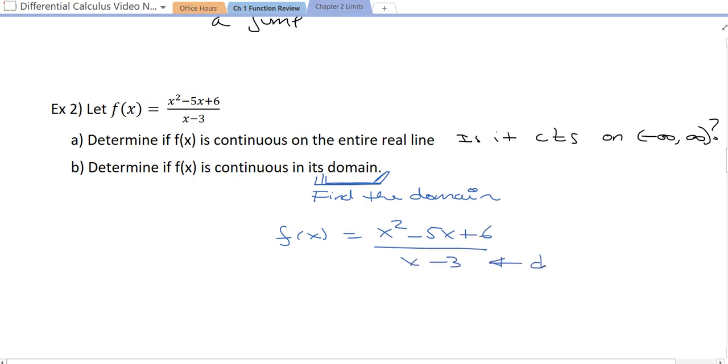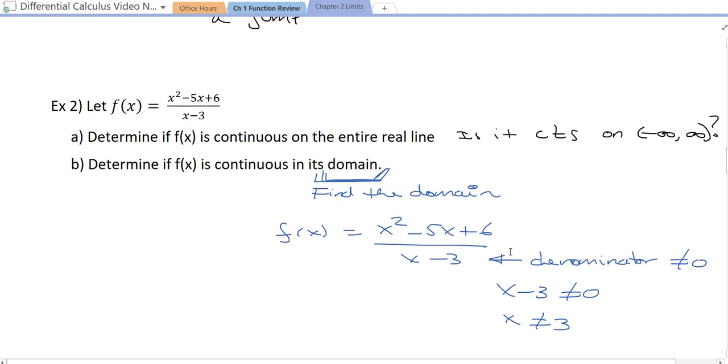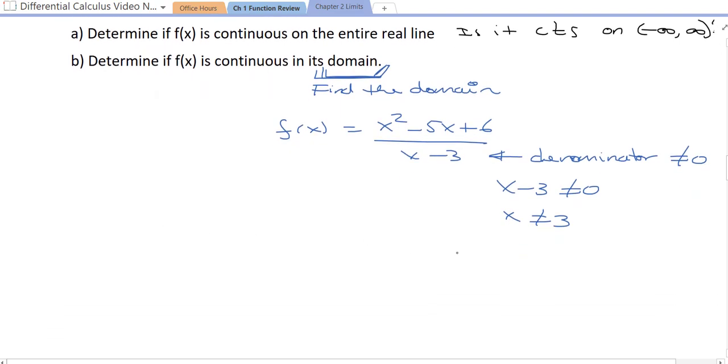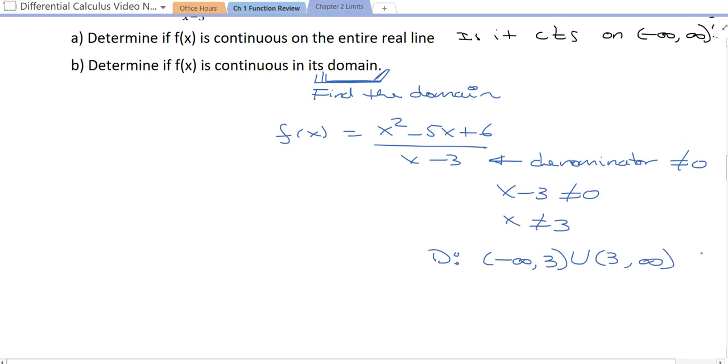I see that I have a denominator. And what do we know about denominators? A denominator can't be 0. So that means that we don't want x minus 3 to be 0. So x can't be 3. So the domain of this function is all real numbers except x equals 3. So the domain is minus infinity to 3 union 3 to infinity.